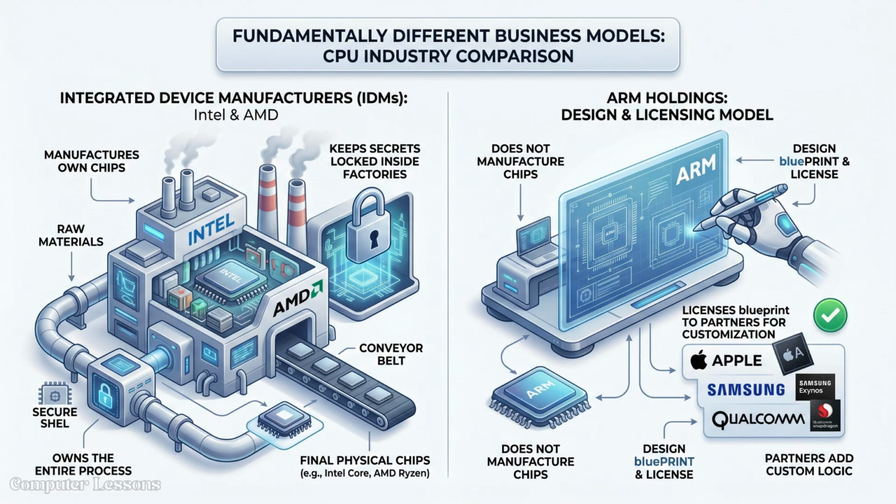The business models of these giants are also fundamentally different. Intel and AMD manufacture their own physical chips, keeping secrets locked inside their factories. In contrast, ARM Holdings does not manufacture a single processor. They only design the blueprint and license it to other companies like Apple, Samsung, and Qualcomm for customization.